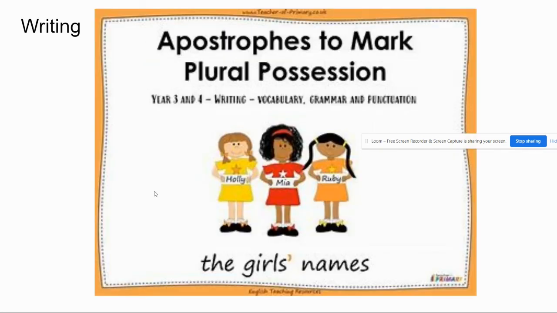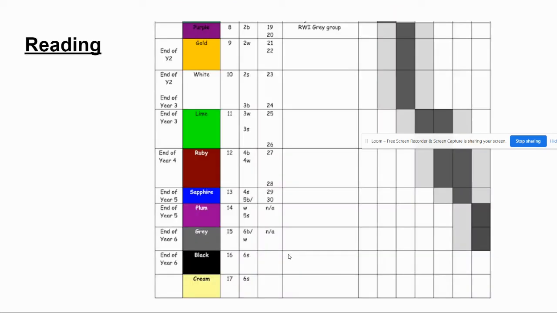And here's another example. We've got girls here, and we've got their names. But because there's a group of girls, it's the girls' names with S apostrophe. So that's just something, it's called plural possession for you to look into, but it's something that children will need to know and will be learning in Year 4.